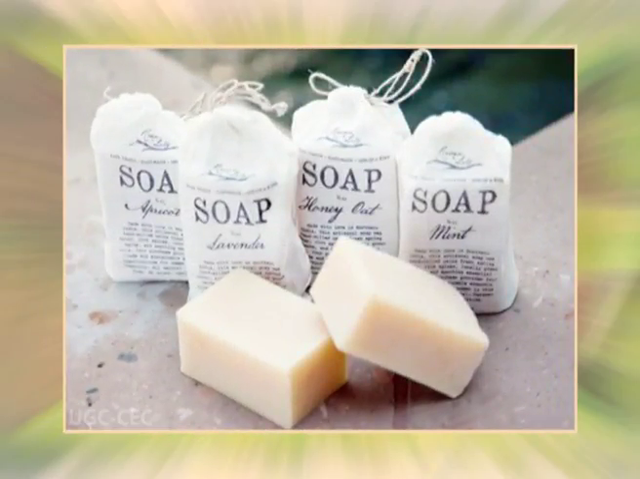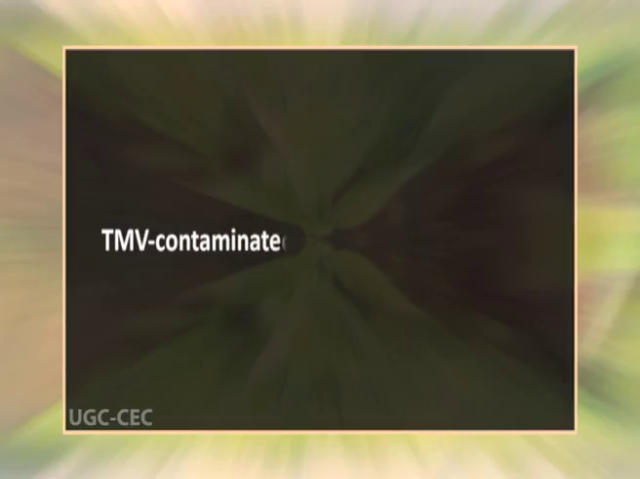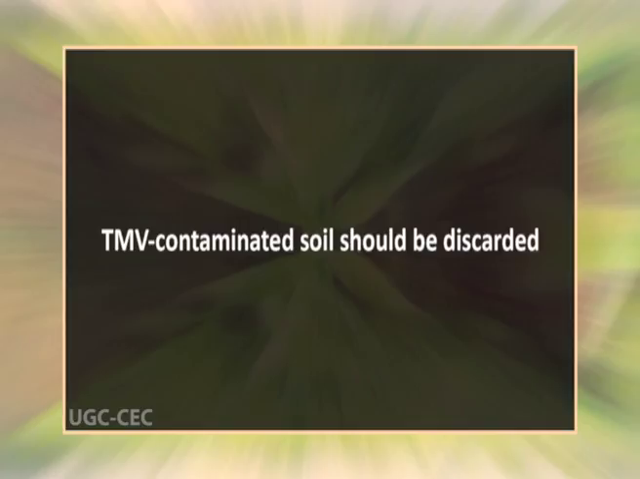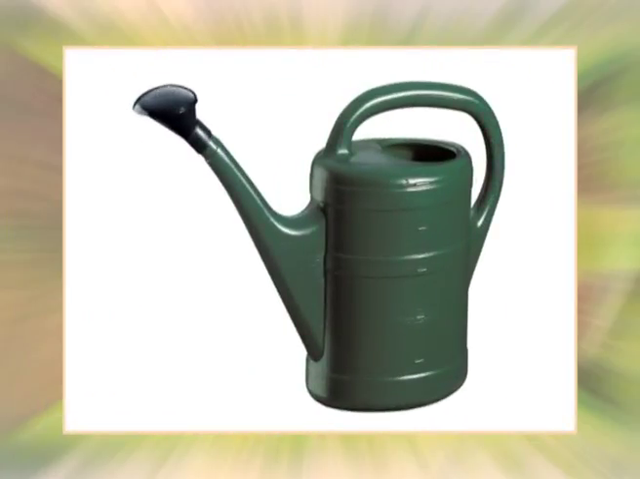To reduce infection of plants with TMV, all tools should be washed with soap or a 10% solution of household bleach to inactivate the virus. Tobacco mosaic virus contaminated soil should be discarded. To avoid transmitting the virus from an infected plant to healthy plants, the watering hose or watering can should not be allowed to make contact with the plants.